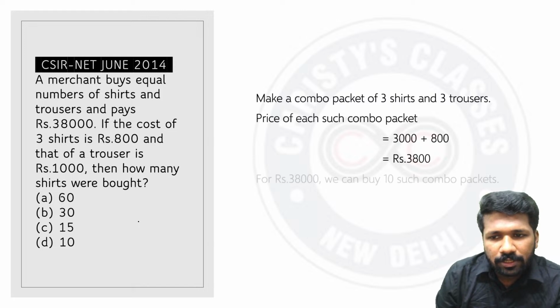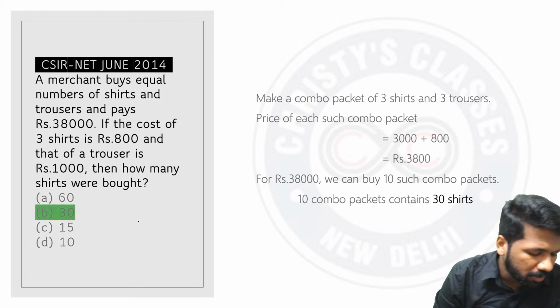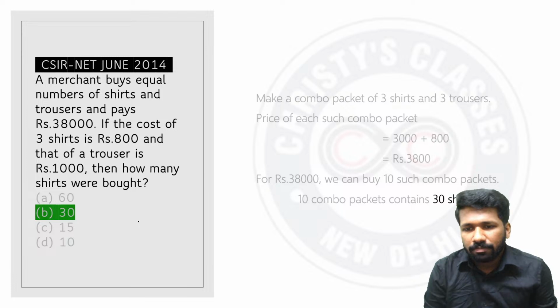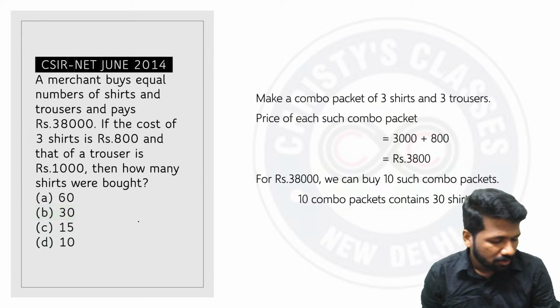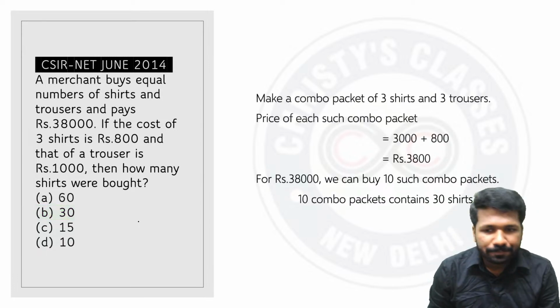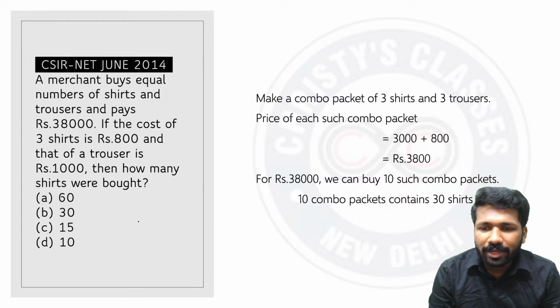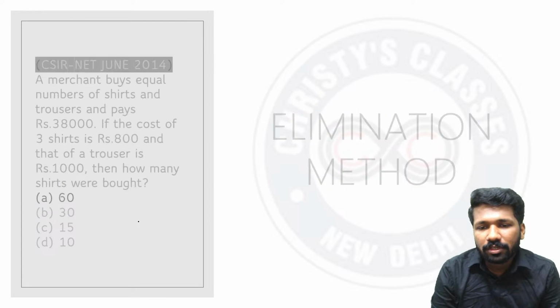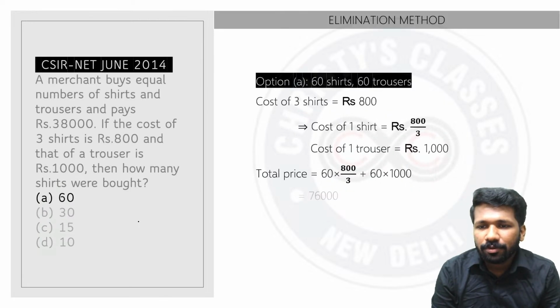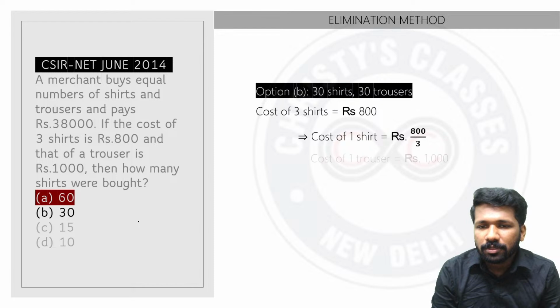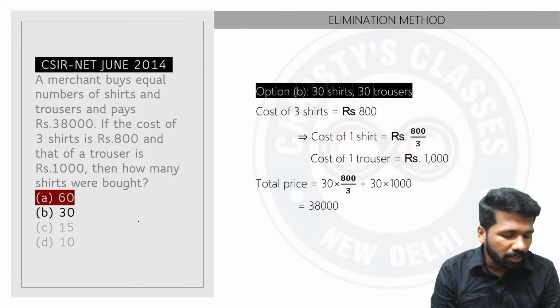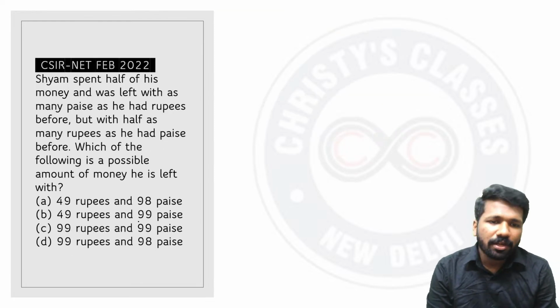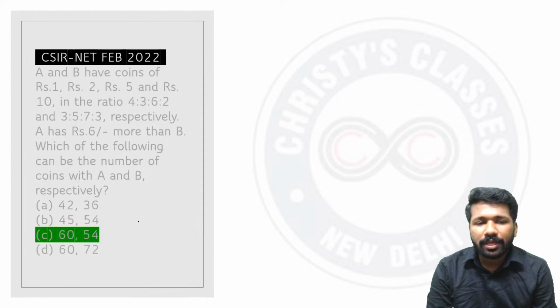So, this was the logical direct method, which is the fastest way of doing it, making it into combo packets. All of you remember this, right? Then you don't have to write any steps. You can do it in the mind itself. If anyone has forgotten this, you can check out that lecture video. The elimination method also was possible. This is the elimination method. And the direct method is also possible. If you want, you can try that also.